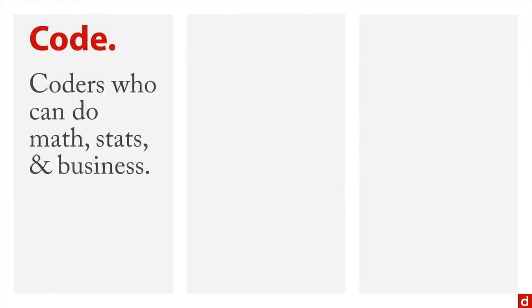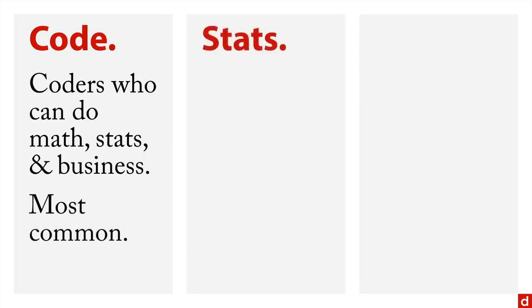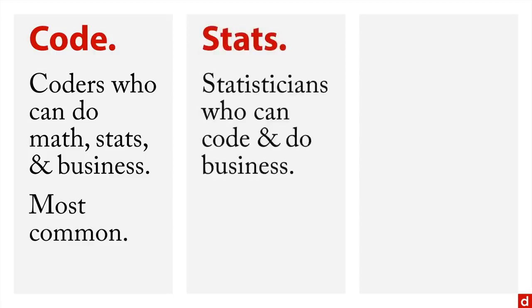So let's think about a couple of backgrounds where people come from here. First is coding. You can have people who are coders who can do math, stats, and business. So you get the three things, and this is probably the most common. Most of the people come from a programming background. On the other hand, there's also stats or statistics, and you can get statisticians who can code and who also can do business.